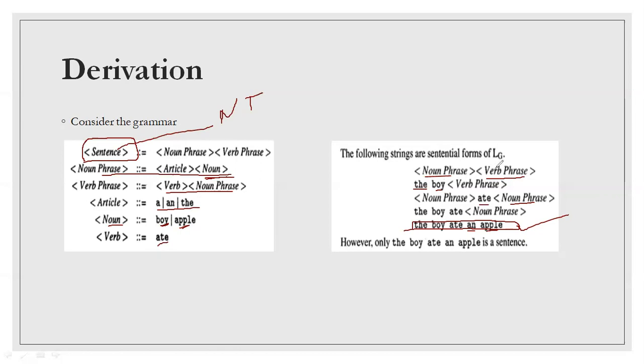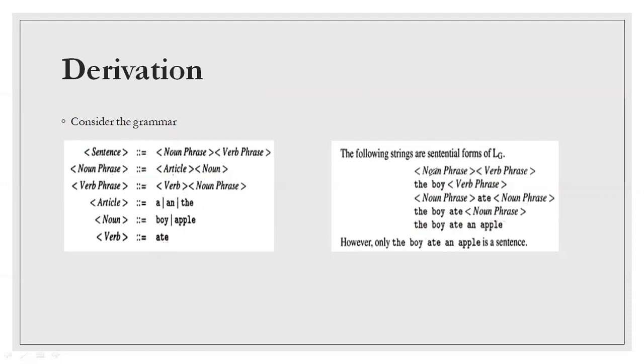I repeat, noun phrase and verb phrase is segregated in such a way that we reach the sentence the boy ate an apple. First of all, noun phrase is nothing but the combination of article and noun. So the is article, boy is noun. Verb phrase is kept as it is. Next, noun phrase is kept as it is. Verb phrase contains verb and noun phrase. So verb is ate, noun phrase is kept as it is. So the boy ate and noun phrase is as it is.